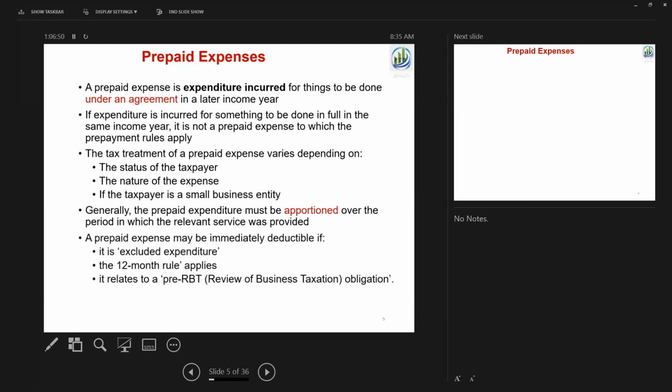And there are three prepaid tax rules here. One, excluded expenditure. Any expenditure that comes under this category, we do not need to use the prepaid expense rule. You can claim immediately. Second one is called the 12-month rule. If you satisfy the 12-month rule, you can deduct the whole amount. The other one is the pre-RPT rule, which we very rarely apply.